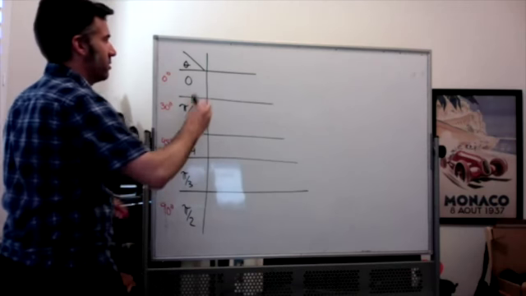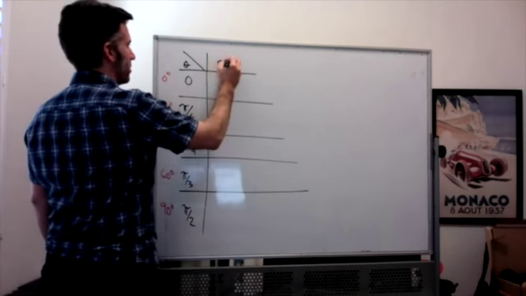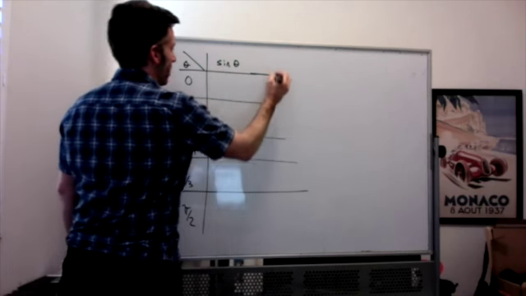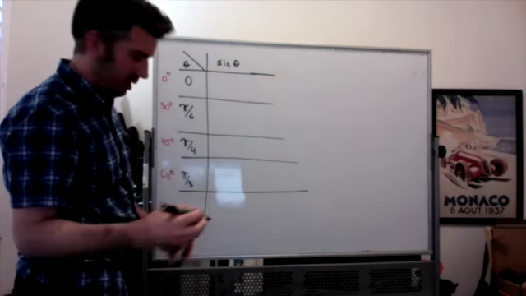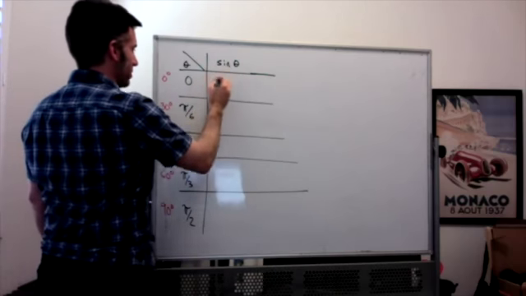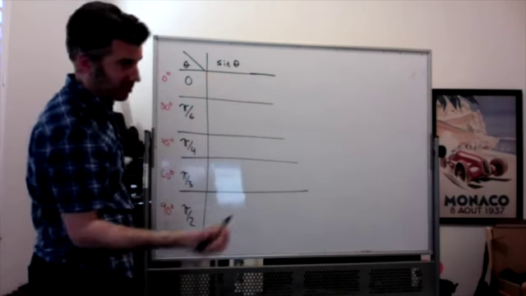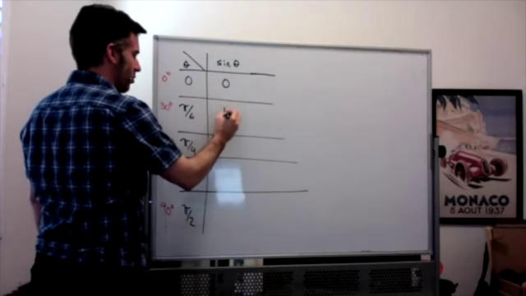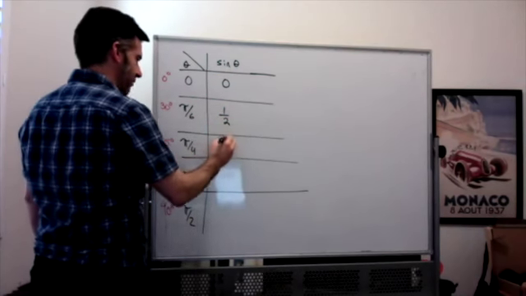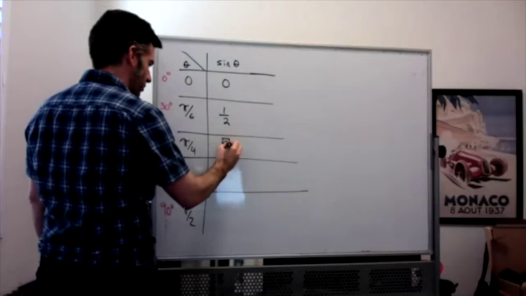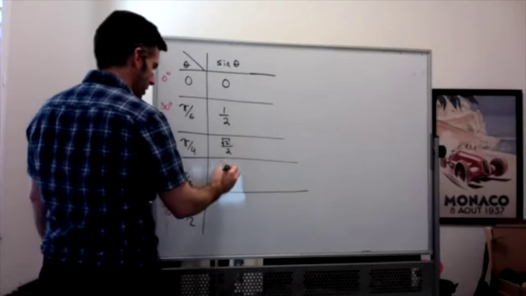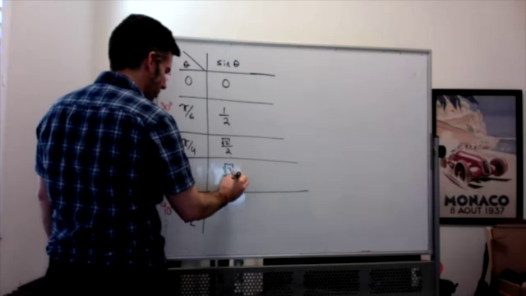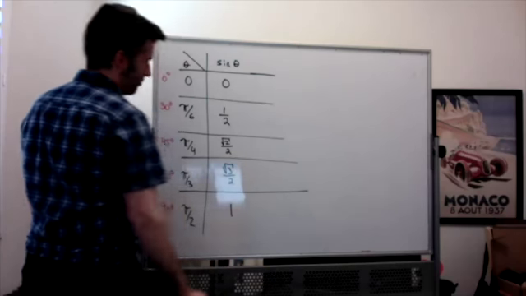Now we're going to write down the sine values. And I'm going to write them in a very special way in a minute. So sine of 0 radians, which is the same as 0 degrees, is 0. Sine of pi over 6 is 1/2. Sine of pi over 4 is the square root of 2 over 2. Sine of pi over 3 is the square root of 3 over 2. And sine of pi over 2 is 1.